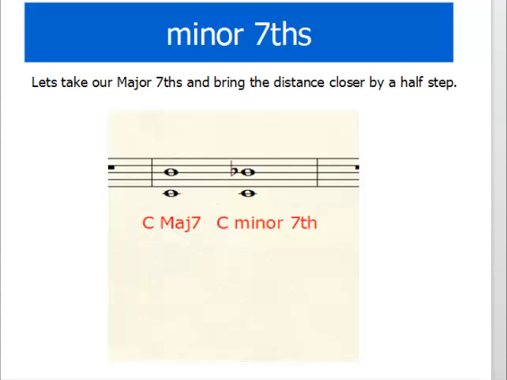So let's take our major seventh and bring the distance a little closer by a half step. Major seventh, we're going to bring it down closer to the C by a half step, and you get a minor seventh. That's the sound of a minor seventh.